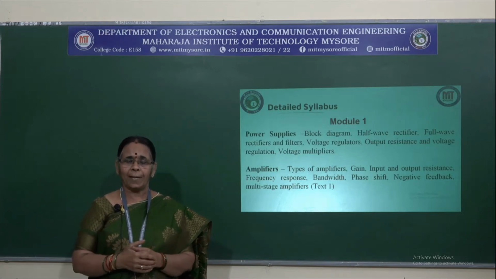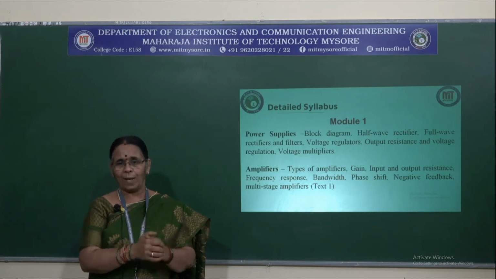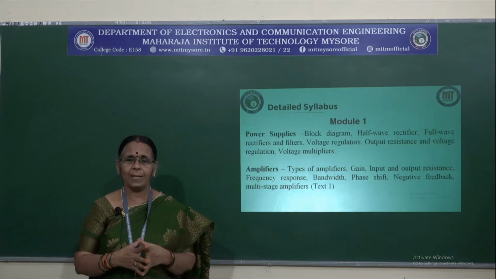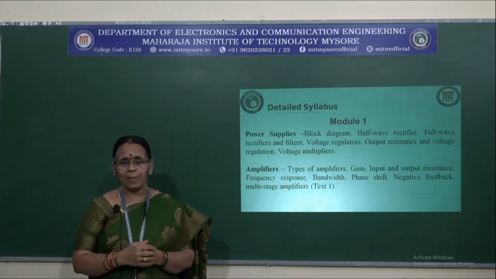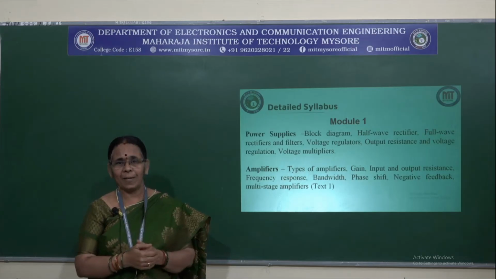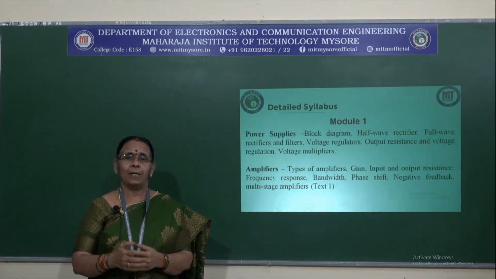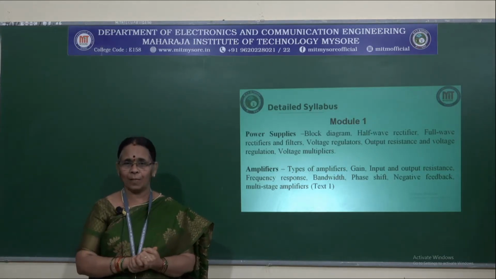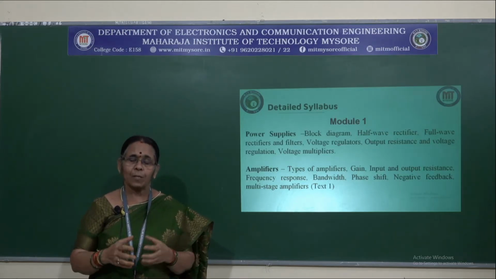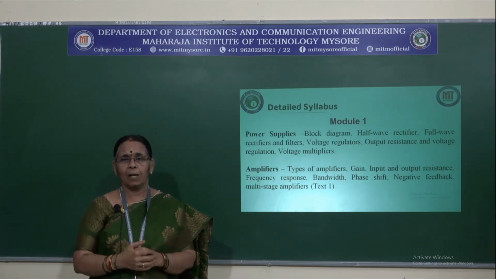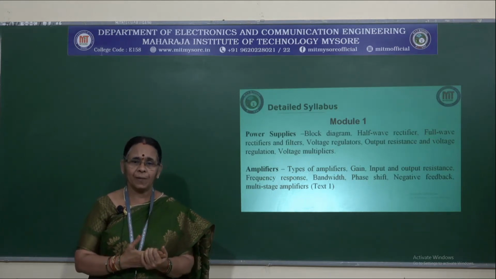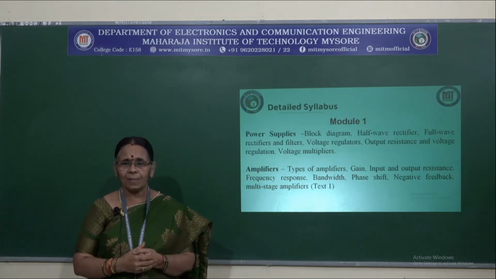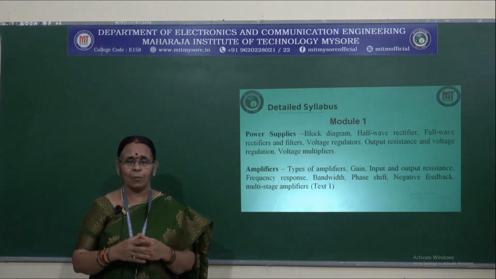When we come to the detailed syllabus module wise, in module 1 the first important thing that you are going to study here is power supplies. So what are the power supplies we are going to study? What is each power supply comprised of? When I speak about the power supply, it is the regulated power supply unit, or maybe a constant voltage source, which you are going to use in the laboratory. So for that, the basic block diagram, and it also covers half wave rectifier, full wave rectifiers and filters, voltage regulators, output resistance and voltage regulation, voltage multipliers.